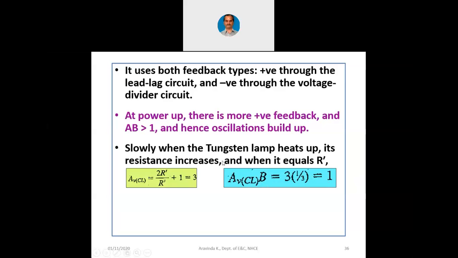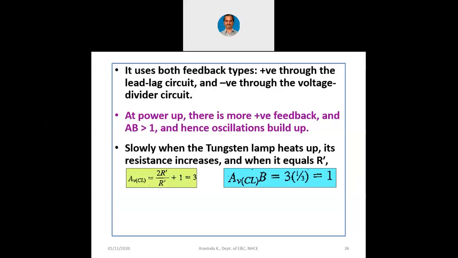Now that is achieved by means of the tungsten lamp. If the tungsten lamp is not there also, the circuit is going to work. It is not that only when we connect the tungsten lamp and A beta equals 1, then the circuit will work. It is not so. Without it also, the Wien bridge oscillator is going to work. But at that time we may use a preset. That is why in the breadboard I showed you there was a preset or a small potentiometer.